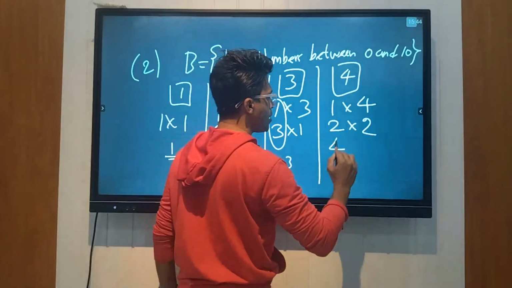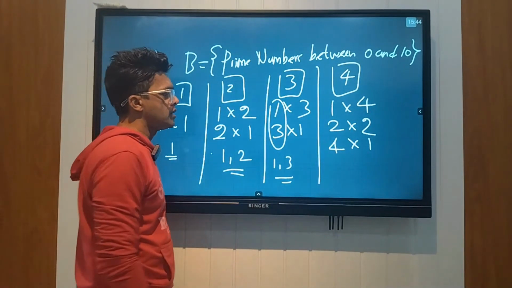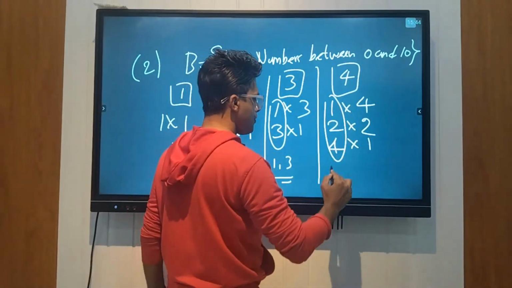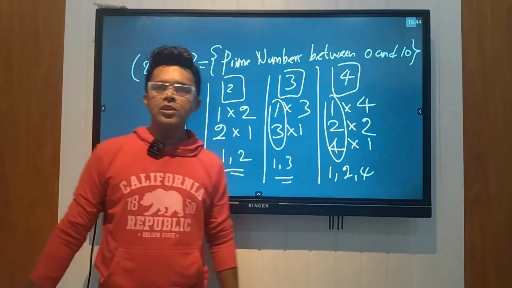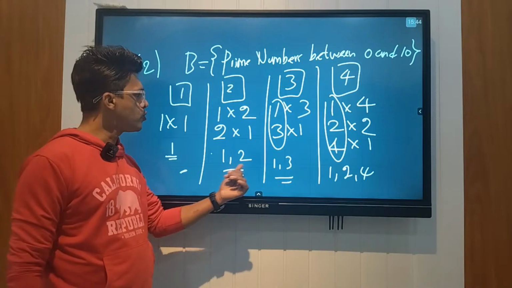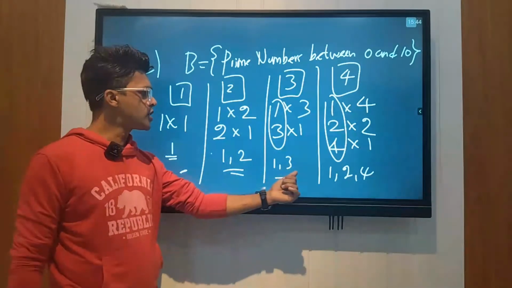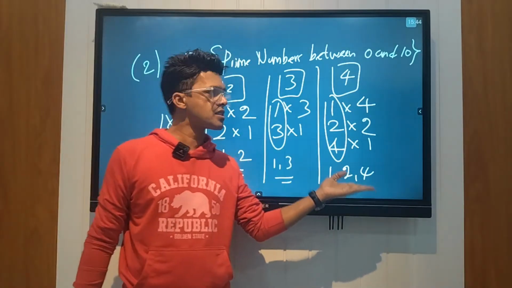4 times 1, 4. How many factors can you find here of 4? These are the factors: 1, 2 and 4. So when it comes to these numbers, you could see only 1 factor of 1, only 2 factors of 2, only 2 factors of 3, and there are 3 factors of 4.